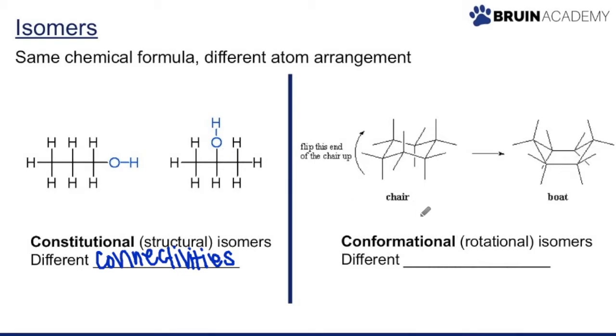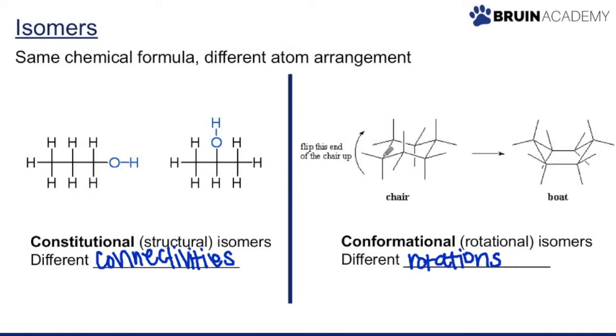The next type of isomer is a conformational or rotational isomer, and these differ in their rotations around a sigma bond. A really common example of this is cyclohexane. You'll see that there are two conformations called the chair and the boat conformation. It's really helpful to have a model kit or some 3D example of how cyclohexane looks, so you can see how this conformation actually happens in a visually understandable way. But for our purposes today, we're going to try to envision this.